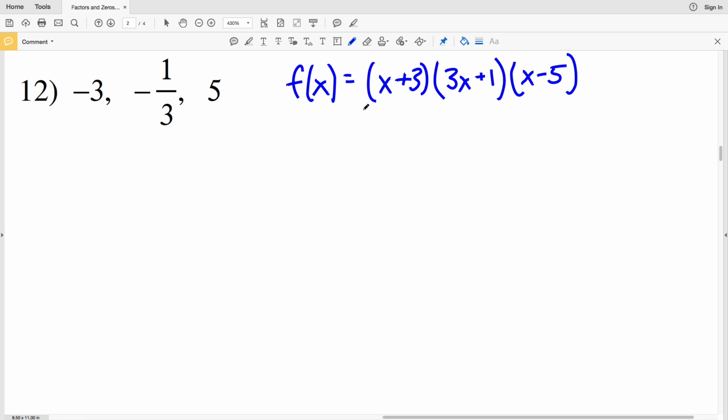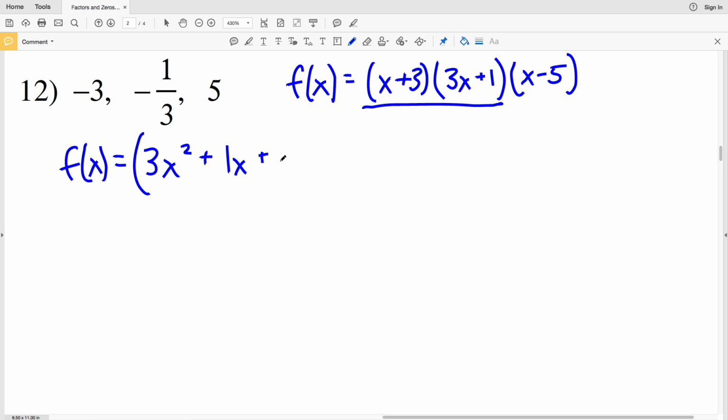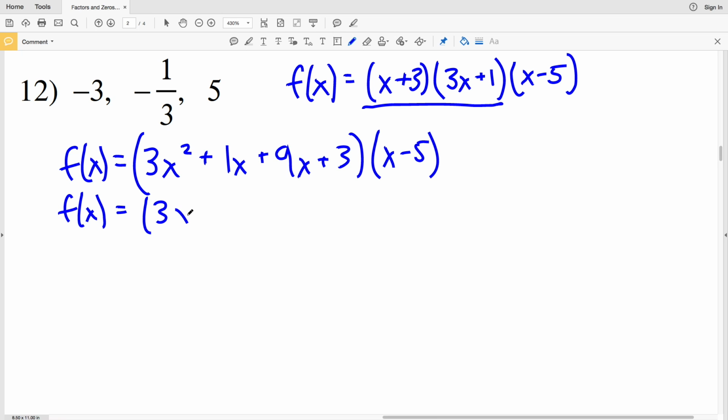Now I'm going to multiply my first two terms together in order to simplify. So I'll have f of x equal to x times 3x, which is 3x squared, plus x times 1 plus 1x, plus 3 times 3x, which is 9x, plus 3 times 1, which is 3. And that will get multiplied to x minus 5. So I'm going to simplify this first polynomial before I multiply by x minus 5. So I'll have 3x squared plus 1x plus 9x is 10x plus 3, and that's multiplied by x minus 5.